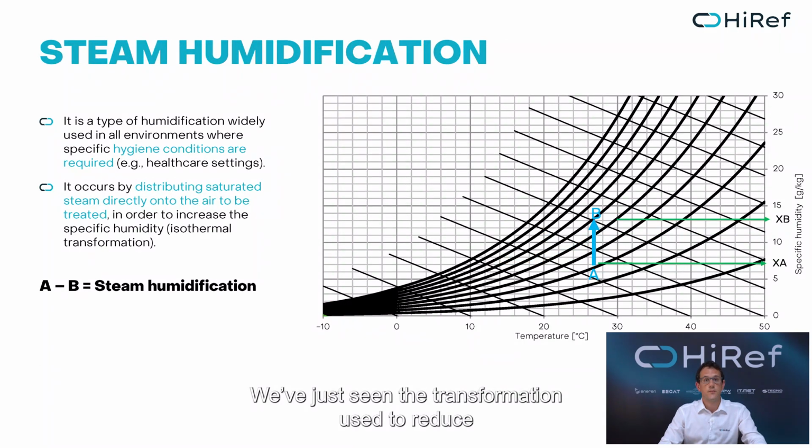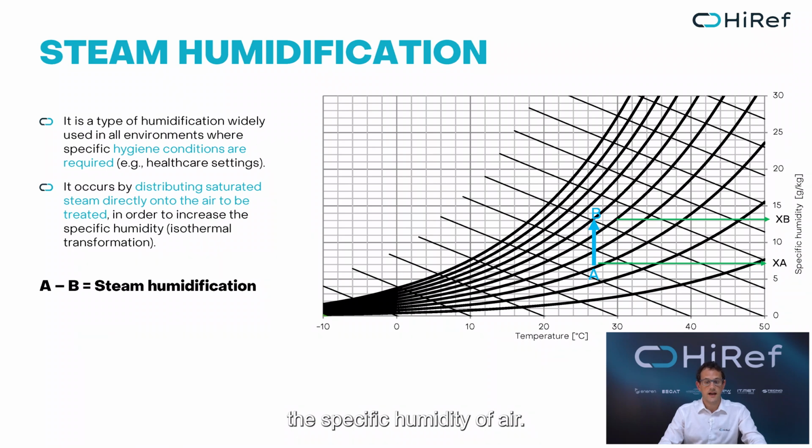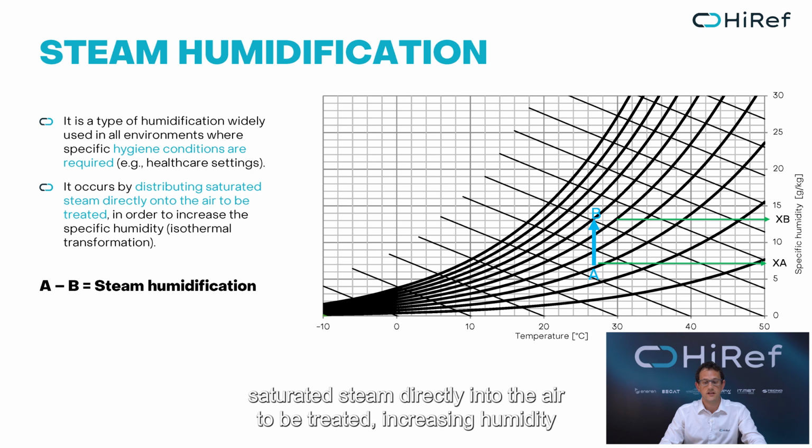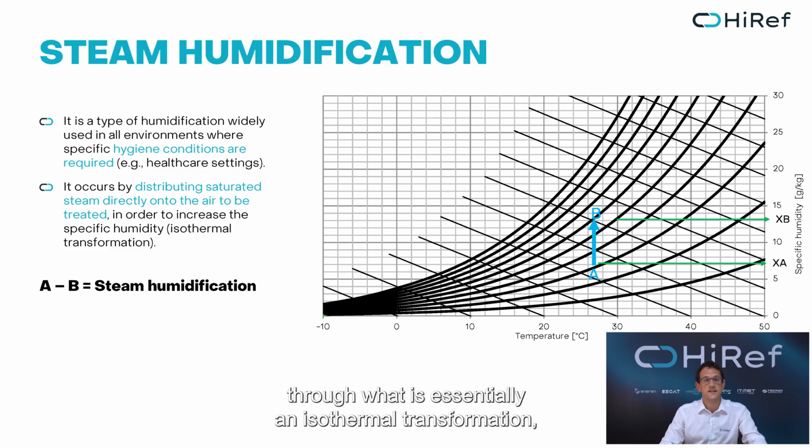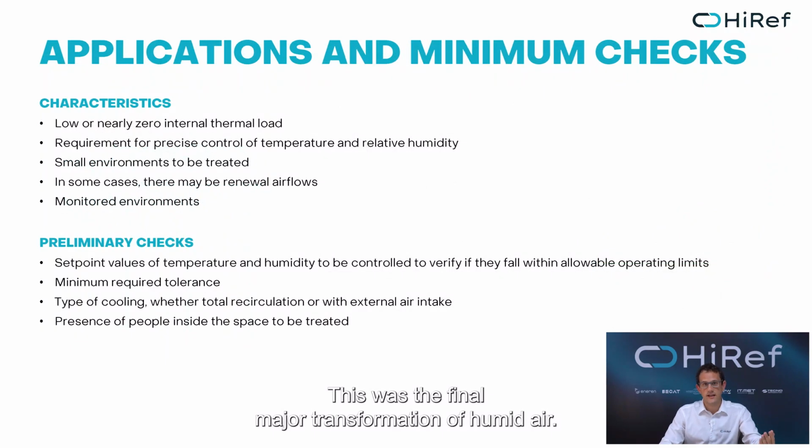We have just seen the transformation used to reduce the specific humidity of air. But how can we increase the specific humidity? This can be done through steam humidification. This system is a type of humidification widely used in all environments where high hygiene standards are required, such as in medical environments. It works by distributing saturated steam directly into the air to be treated, increasing humidity through what is essentially an isothermal transformation, shown in the psychrometric diagram as the A-B transformation. This was the final transformation of humid air.